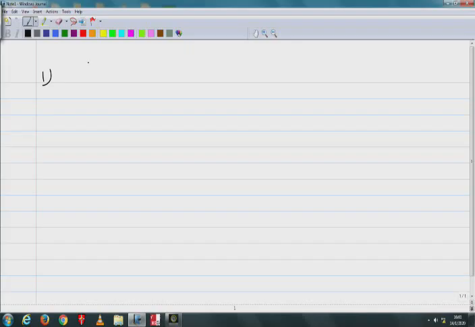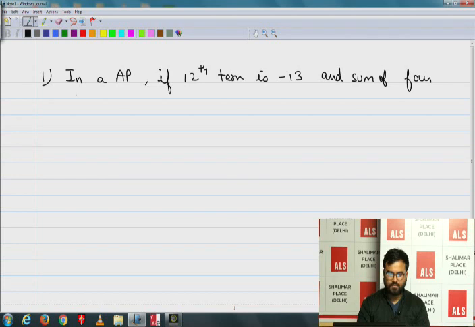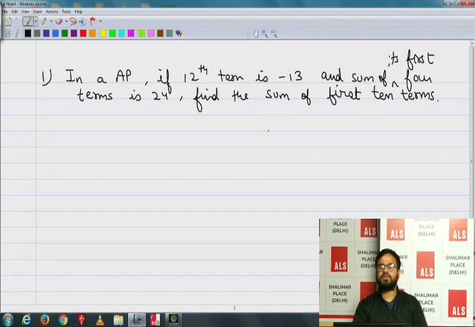Suppose the question says, in an AP, if the 12th term is minus 13 and the sum of its first four terms is 24, we have to find the sum of the first 10 terms.